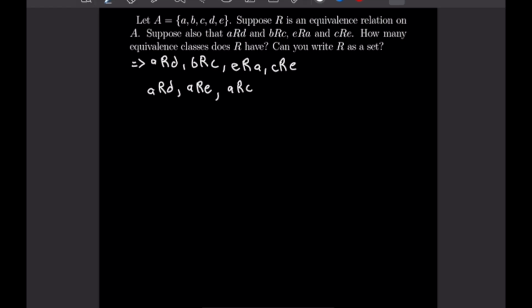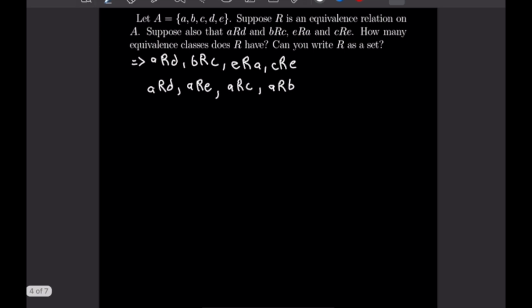But if A is related to C, we know that B is related to C, which means that A is related to B. But now we have that A is related to everything. Because R is an equivalence relation, we already know that A must be related to itself. If A is related to everything, by transitivity we can prove that all of these are related to everything. So B is related to C, and B is related to A, but A is related to D, so B is related to D, etc. That means they are all related to each other, so R has one equivalence class.